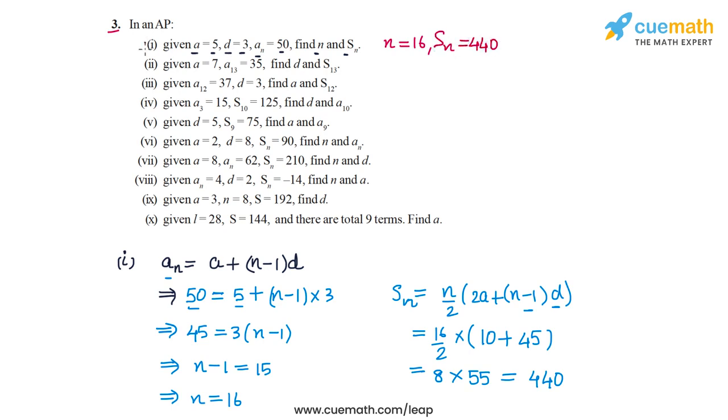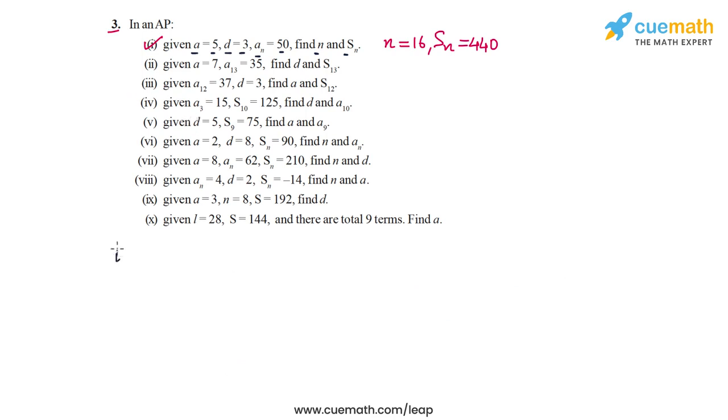So that completes part 1. Now let's do part 2. So in part 2, we are given that a is 7, the first term is 7, a13, the 13th term, is 35, and using this we have to find d, the common difference, and S13, the sum of the first 13 terms. So let's use again the relation an is equal to a plus n minus 1 times d, but in this case d is the unknown.